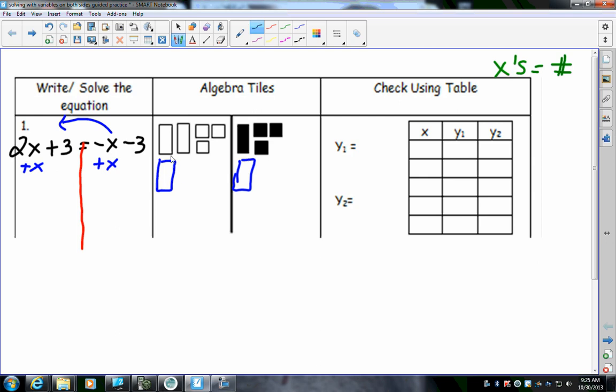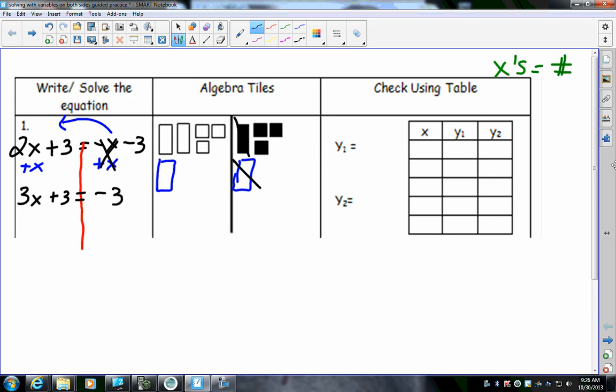Now, on the left side, look in the tiles. I have 1, 2, 3 x's. Well, with the algebra, I have 2x plus 1x, which is 3x. And then 3 units plus 3 equals. On the right-hand side of the equation, I have a positive x and it takes away a negative x. See, this makes 0. And then I'm left with 3 negatives.